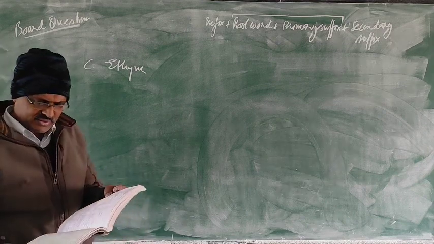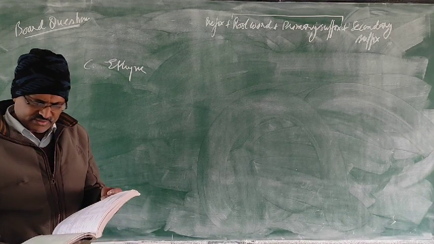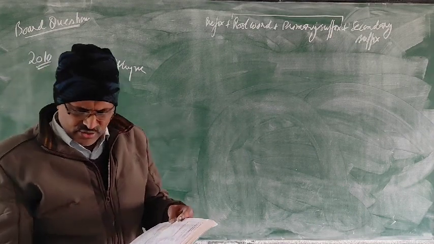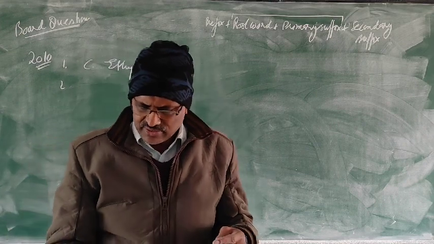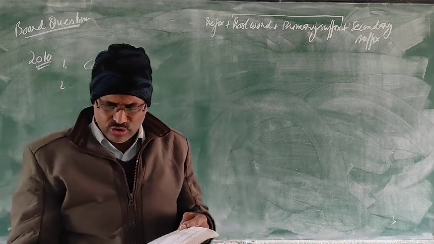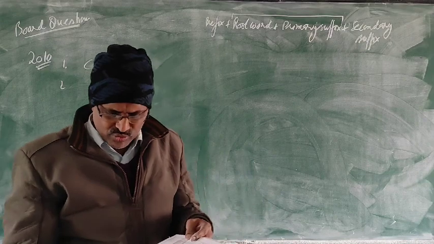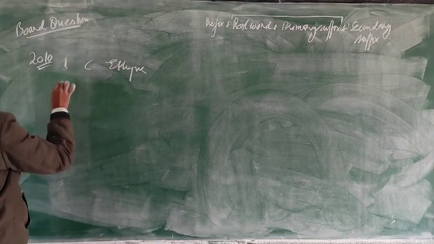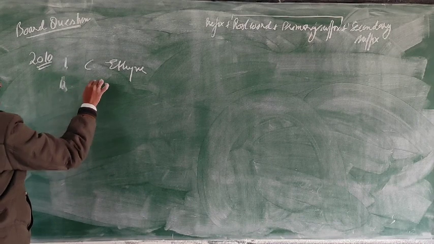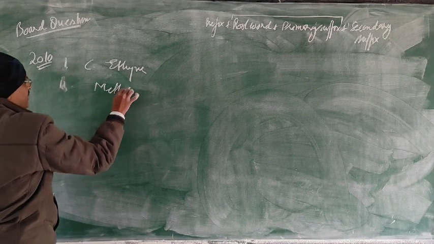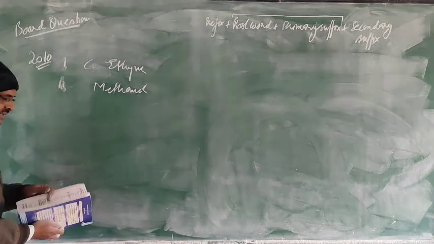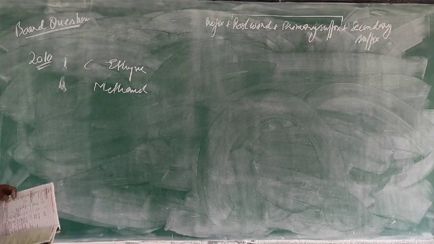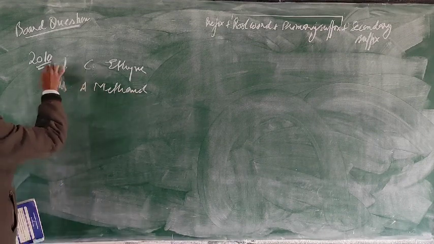Now the second question, 2010. Select the correct answer: the organic compound which when mixed with ethyl alcohol makes it spurious. This is methanol. If you want to mark, it is methanol, because mixing methanol makes spurious alcohol that is unfit for drinking. So that is the problem.